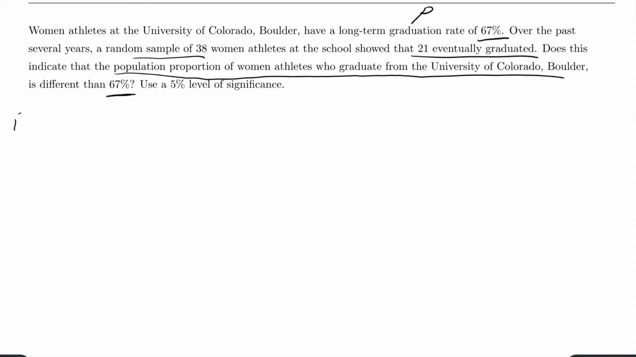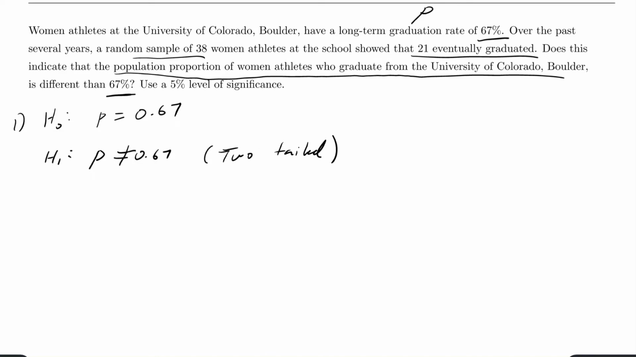So again, always write the statements first, null and alternative. Well, the alternative here is the proportion different from 0.67? Then the null is 0.67. So this is two-tail. Second, we find the test statistic. Here we use Z. For proportion, we always use Z.